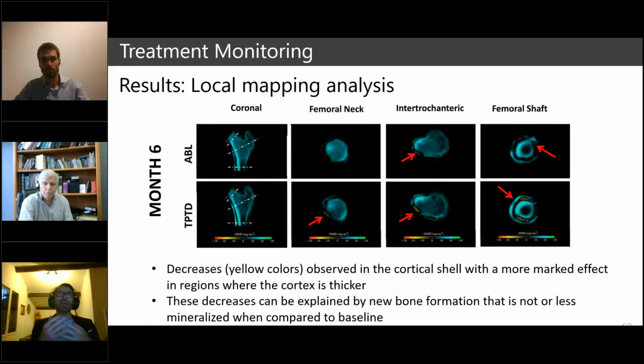What we have done then, to further investigate the effect of both molecules, is to generate slices inside the 3D models. In these slices, the increases are in blue-green and the decreases are in yellow-red. What we observed is that inside the cortical shell, we have decreases in density, which are more marked in the regions where the cortex is thicker, and this under both abaloparatide and teriparatide. You can see that with the red arrow. You can see here and here under teriparatide, and here, for instance, in the shaft, or here under abaloparatide.